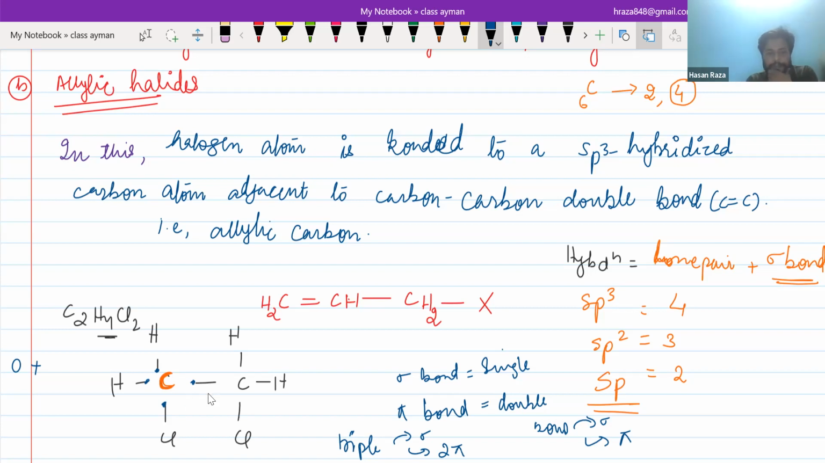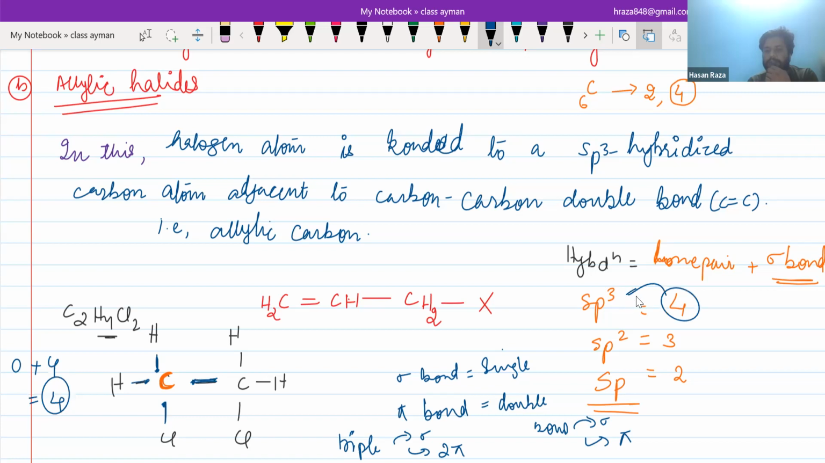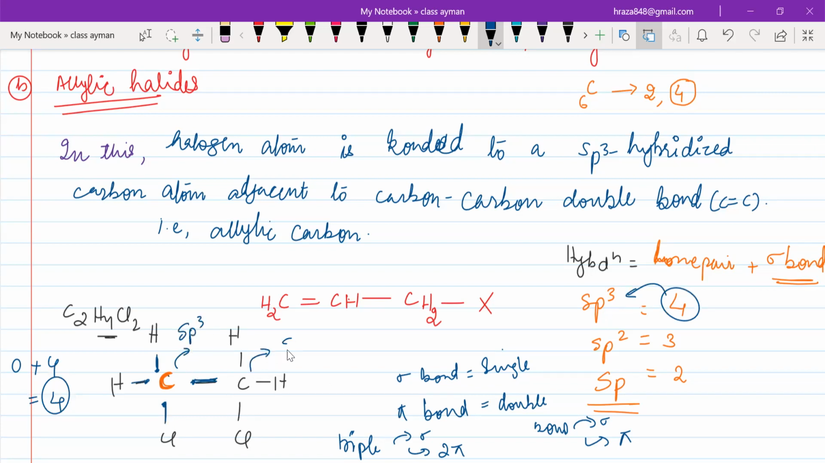Now tell me, this is a sigma bond because it is single. This is also a sigma bond because it is single. This is sigma, this is sigma. How many sigma bonds form? 4. And 0 lone pair. So the sum is 4. If the sum is 4, what is the hybridization? sp3. Are you getting my point? Yes, sir.